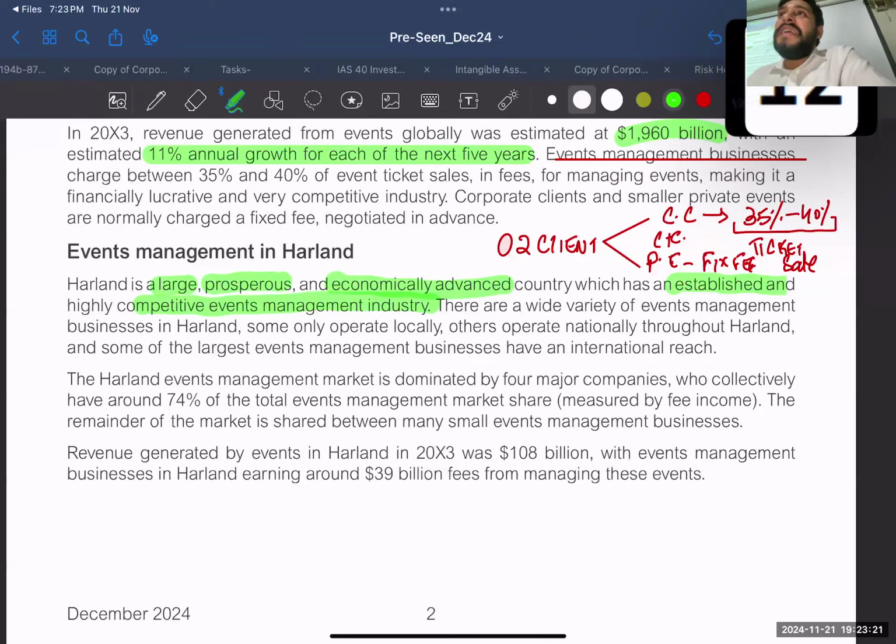Is it going to be the pricing edge, or is it going to be the niche market quality-oriented edge? Again, see, it's an economically advanced, prosperous, and large economy. Now in this specific economy, there are very well-established event management businesses. They have not given us information on whether any foreign event management businesses are operating in our economy or not, but we'll look into it further. So they're very well established, and there are highly competitive event management companies working in this industry, in this economy.